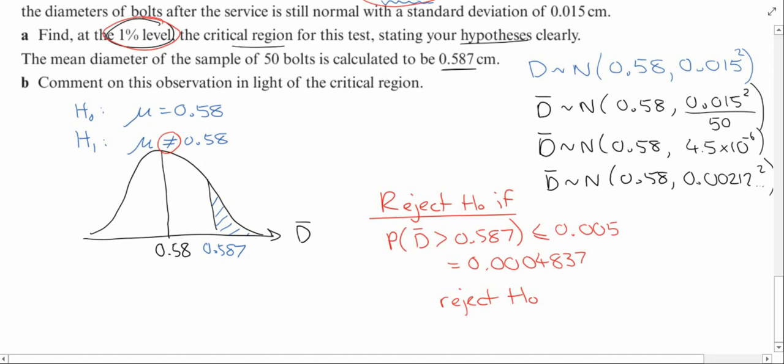So we've run through all three. Hope that makes sense. Any questions, do come back to me.